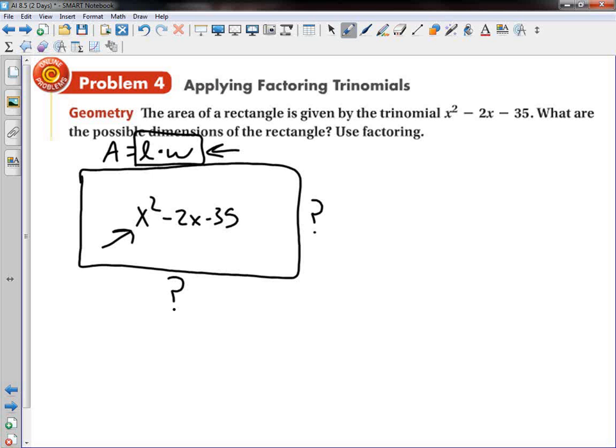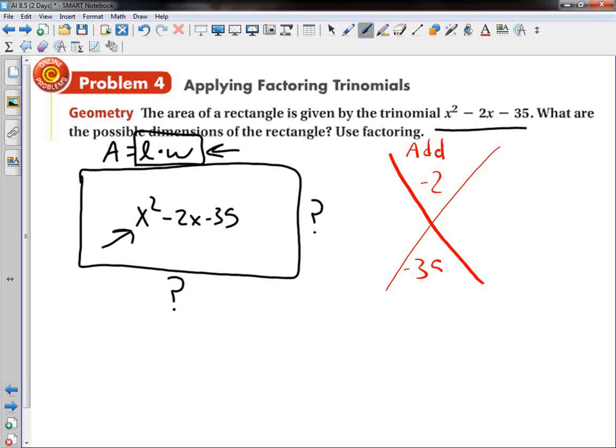Okay? So that's what we're going to do right now. And other than applying this to geometry, we've already learned how to factor that. We're just going to apply it to geometry now. So let's do that with first getting my x. All right, I'm going to factor my x, bring down my -2, and let's remember that we want to add to get the -2. And on the bottom, we're going to put -35, and that's the one that we need to multiply to get. So now we need to think about two numbers that multiply to get -35 and add to get -2.